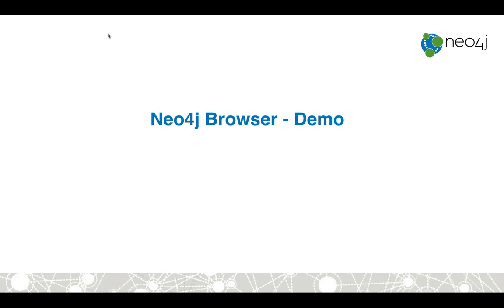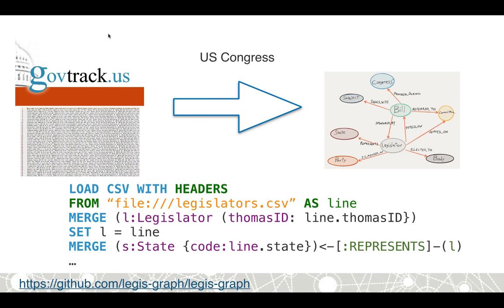Great, so let's break into a demo of the Neo4j browser and look at some real-world data. The data we're going to look at is a graph of US Congress. This data comes from GovTrack, which maintains data about US Congress: legislators, the bills they work with, the committees they serve on. We imported this data using load CSV Cypher. Here's a little snippet of that from CSV files from GovTrack. So you can see how we use that ETL tool.